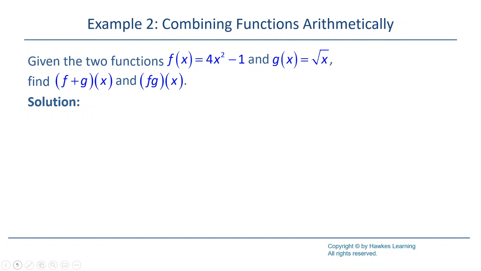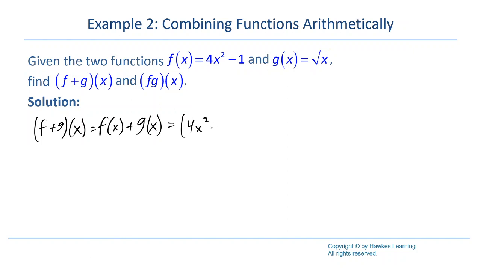So now what if I said, let's combine two functions? So first we're going to do f plus g of x, where f is 4x squared minus 1, and g of x is square root of x. So the first one's pretty straightforward. So if I do f plus g of x, that's just f of x plus g of x, which is equal to 4x squared minus 1 plus the square root of x.